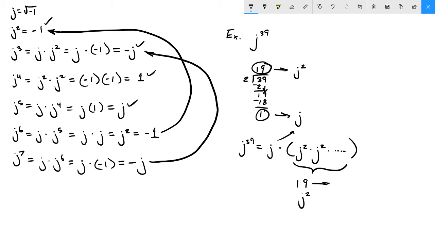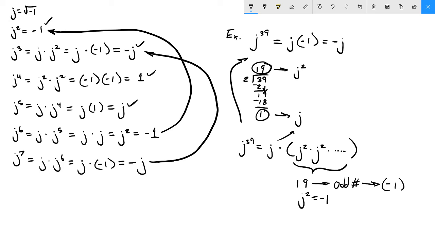And the reason that this is important is because we first noted that j squared is equal to negative 1, and 19 is an odd number. Therefore, in this whole term here, we're just multiplying a bunch of negative 1s with each other. And because the number is odd, the entire result of these j's squared being multiplied with each other is really just negative 1. So therefore, j to the 39 is really just j times negative 1, meaning that j to the 39 is negative j.